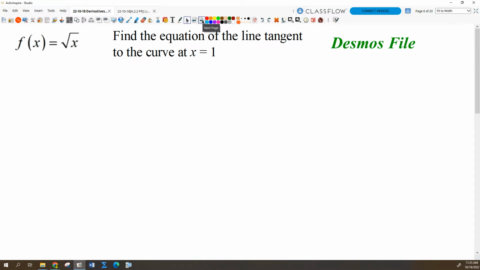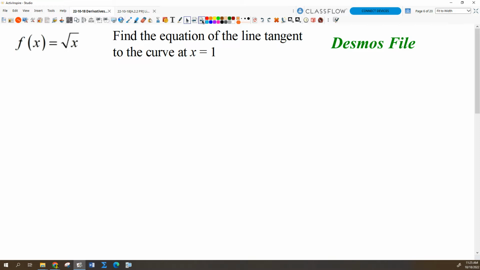So here's our goal. This is kind of a good goal. This is a pretty cool question we get to solve here now. Find the equation of the line tangent to this curve, f of x equals the square root of x at x equals 1. That's huge. You would have had no way to do this prior to today. This is the only way to do this problem.